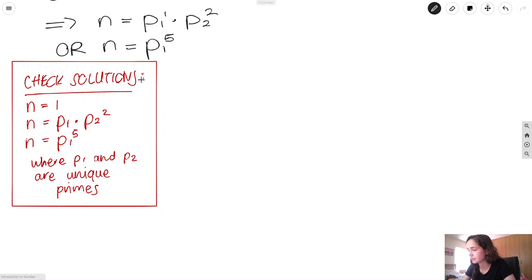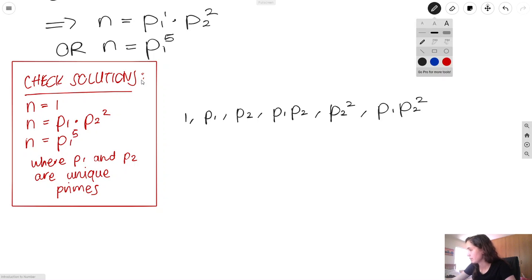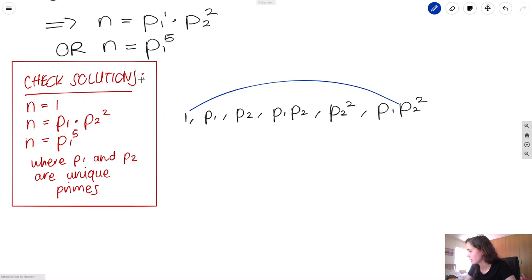So if we have the second option, we have the factors being 1, p1, p2, p1 p2, p2 squared, and p1 p2 squared. And we can pair them together, 1 and p1 p2 squared, this with this, and this with this. There will be 3 pairs. If you multiply all the divisors together, you will get p1 to the power 3 times p2 to the power of 6, which will satisfy the condition.